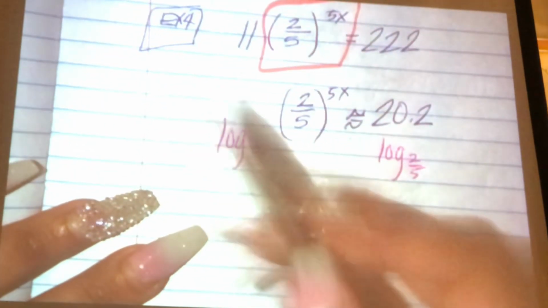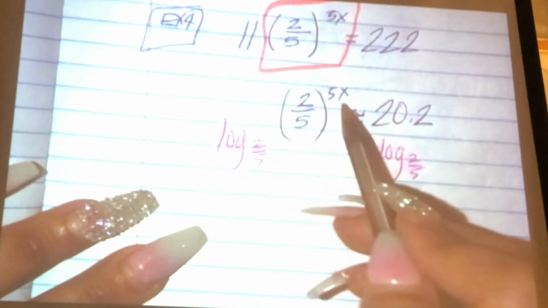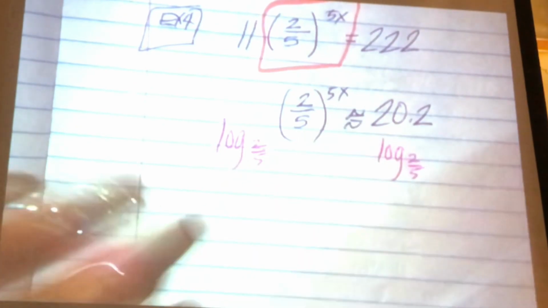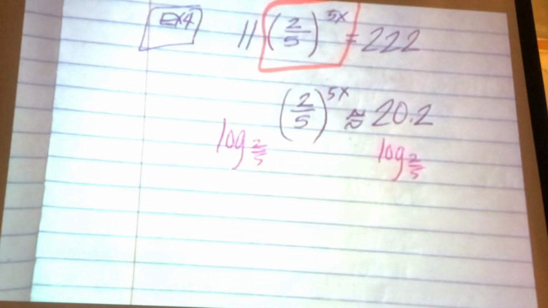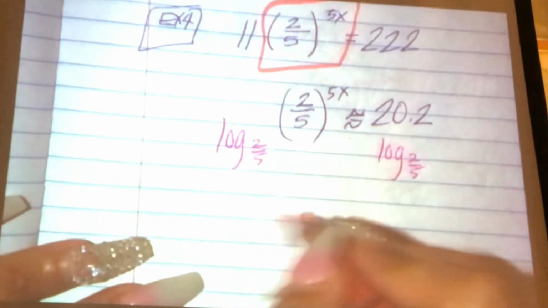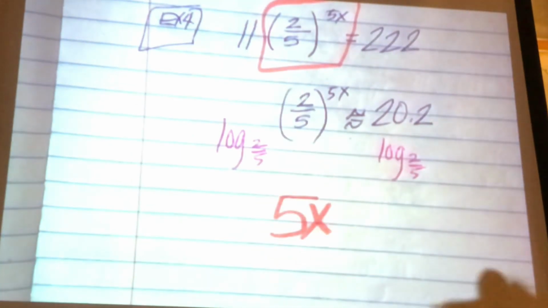So what do you get when you take the log base 2/5 of 2/5 to the 5x? What are you left with? What's the only thing left over? Just 5x. You see why?